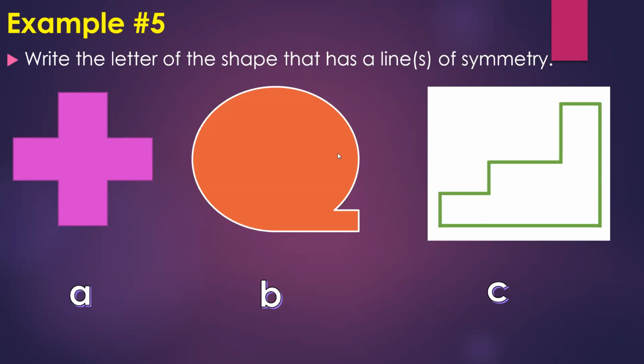Joseph, where's Joseph? Yes, sir. Did you answer inside the chat? Yes, sir. Okay, what did you put? I put A. Okay, why do you think it's A? So you put a line down in the middle and across? Yeah, and across. It is A. You can put one line in the middle and you can put the other one across. Okay, so that's it for line symmetry.